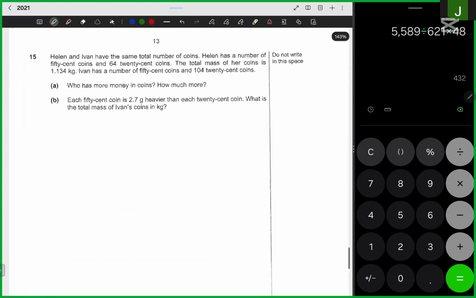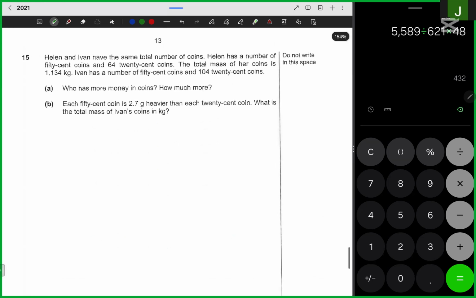Question 15. A lot of people say that this is the hardest PSLE question in 2021. All right, let's find out. Helen and Ivan had the same total number of coins. Helen has a number of 50-cent coins and 64 20-cent coins. The total mass of a coin is 1.134 kg. Ivan has a number of 50-cent coins and 104 20-cent coins. Who has more money in coins?